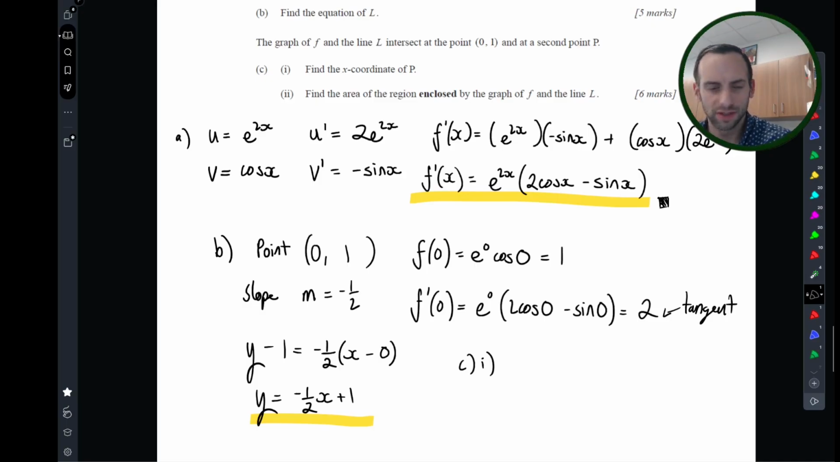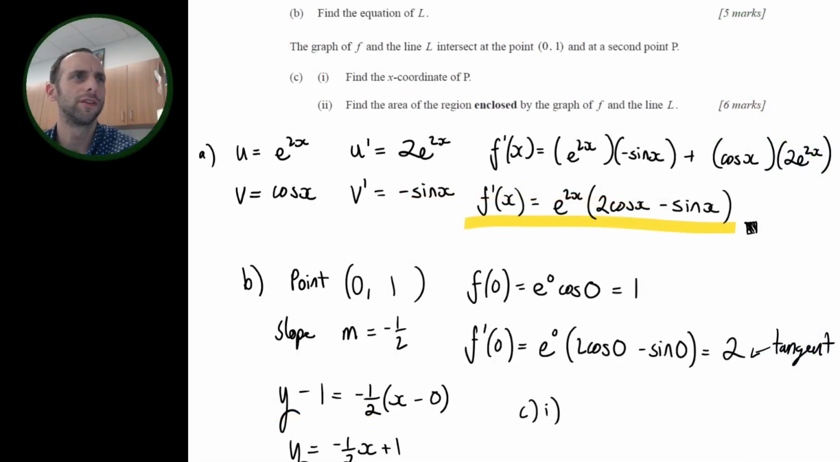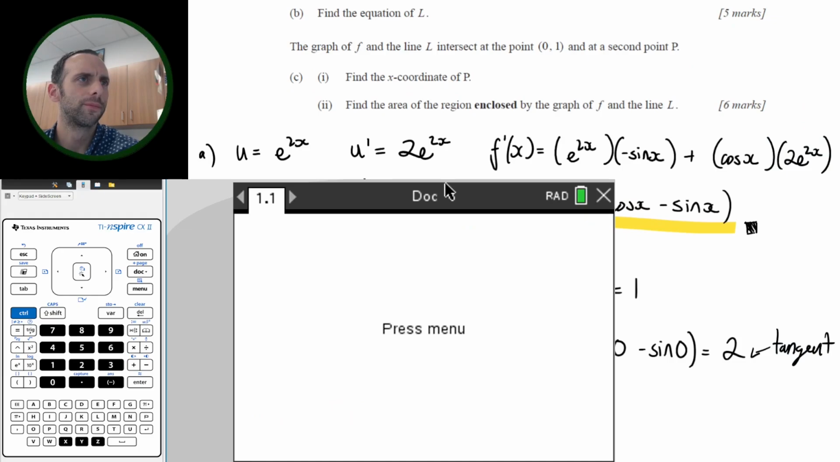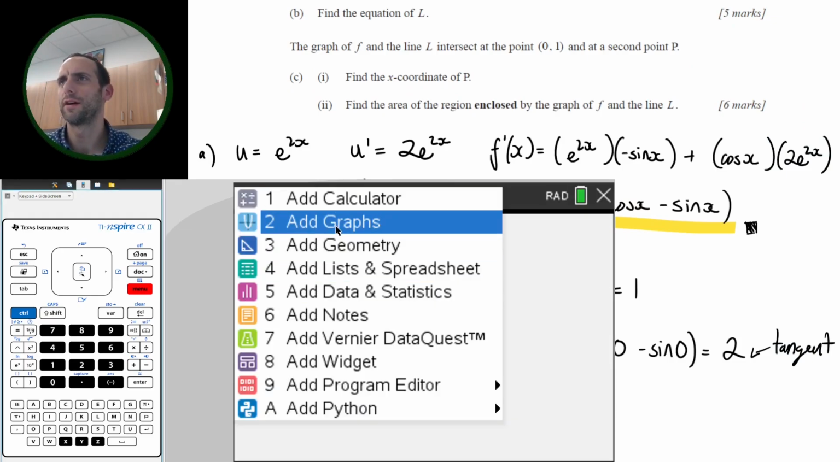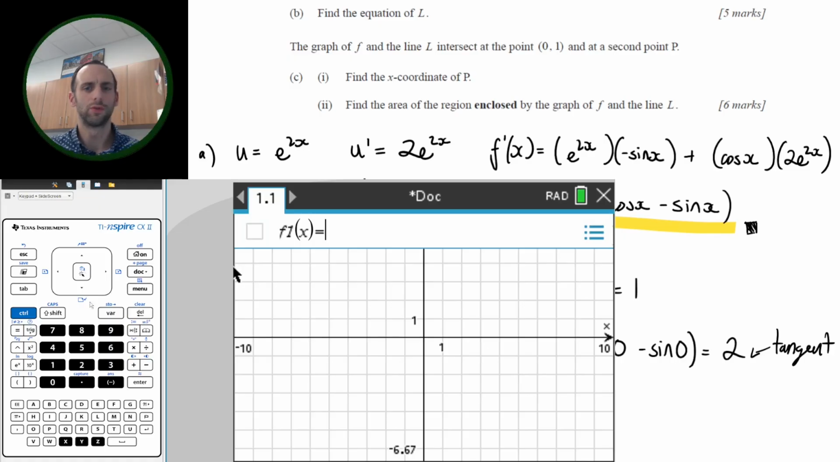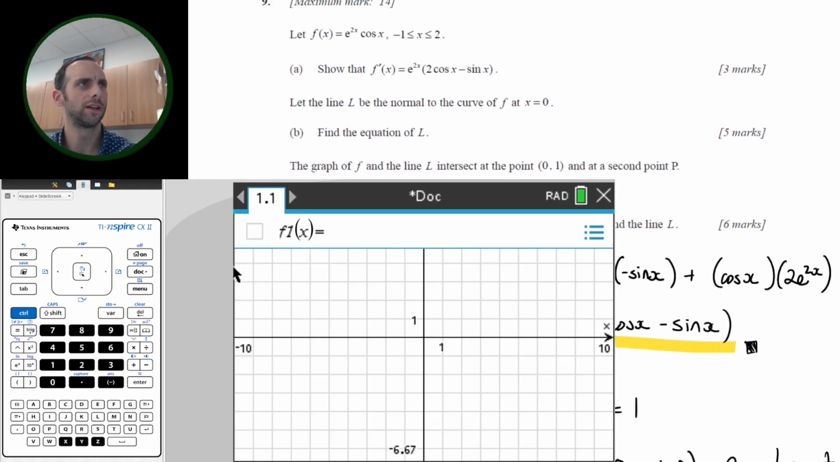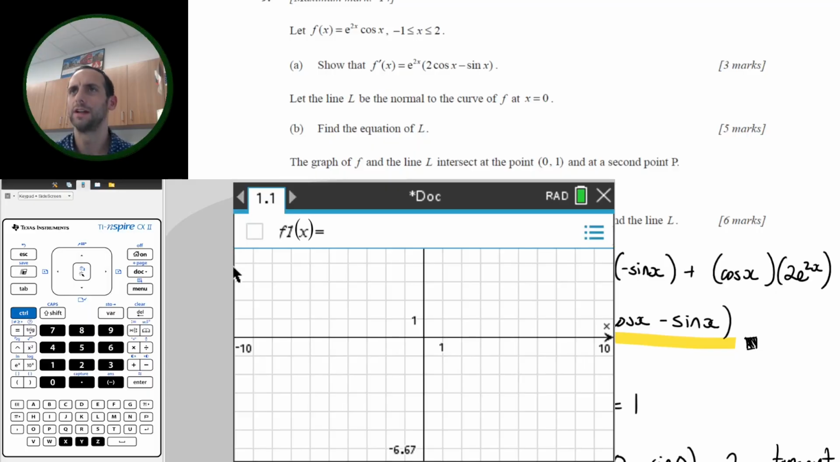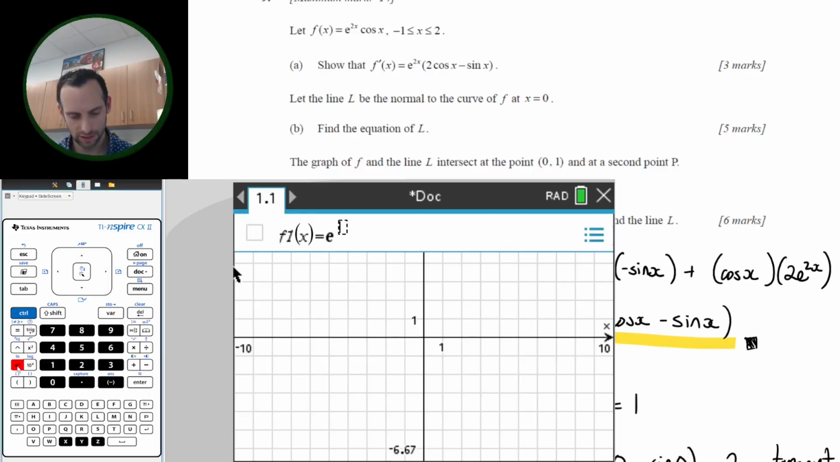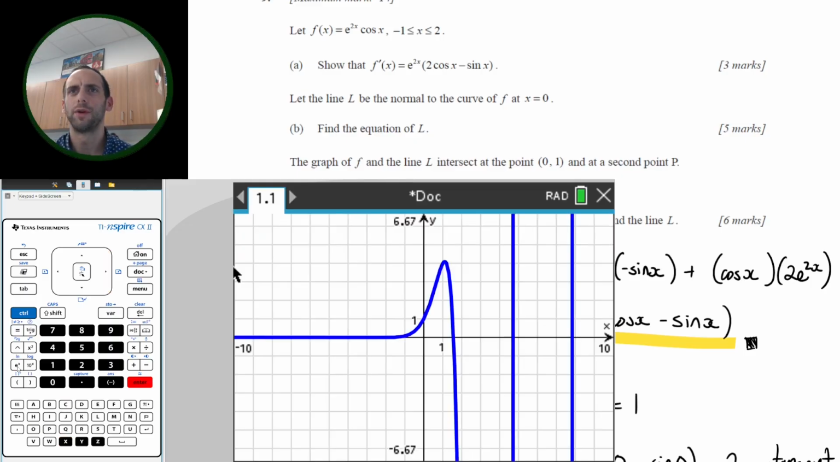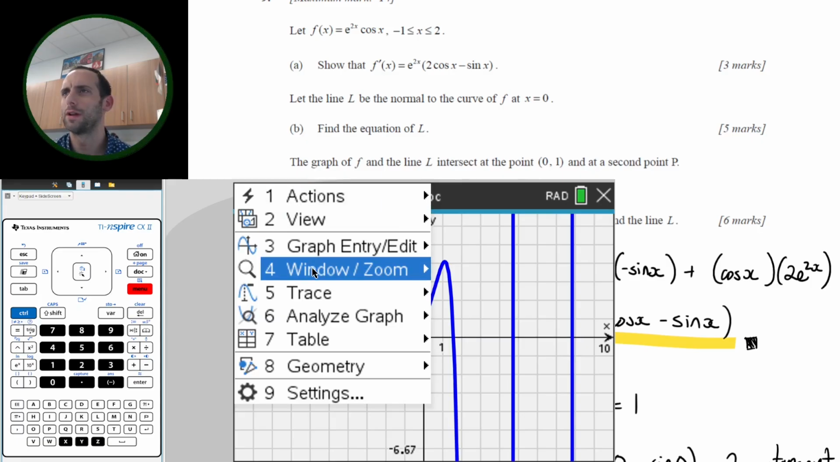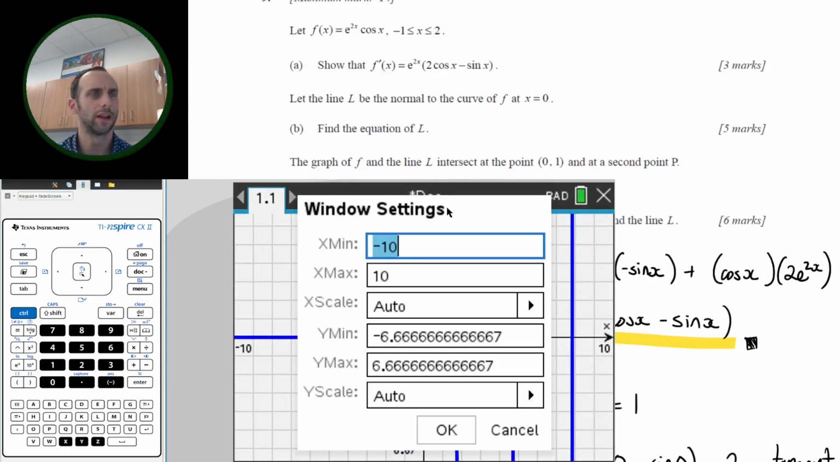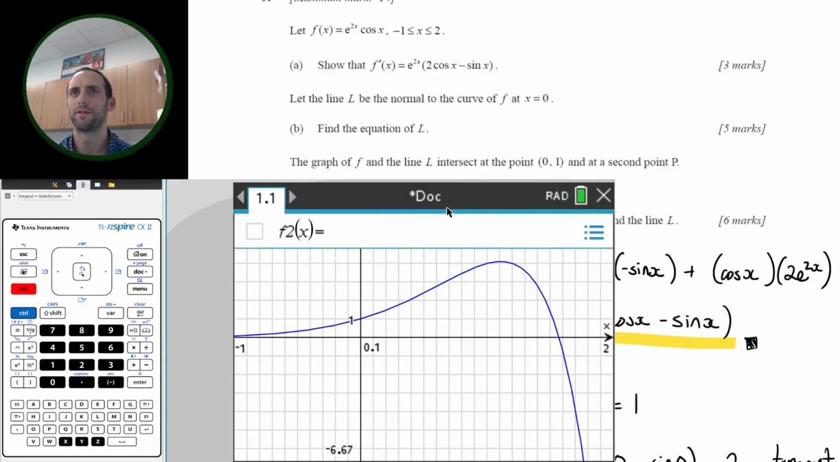So this is a great place to bring the calculator in, either nsolve or a graph. I'm going to go with a graphing approach here so we can see what we've got going on. So we'll add our graphing page. We're going to graph the original function and our tangent line. Our original function is e to the 2x cosine x. Make sure we're in radian mode for this. And we are given a domain, so we're going to set up our window to match that domain so we're not seeing anything extra. We're told we're on the domain -1 to 2. You see a nice piece of graph right there.